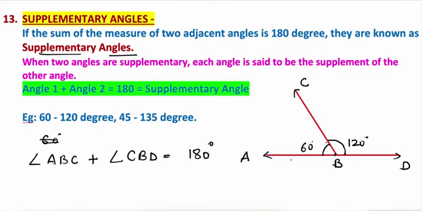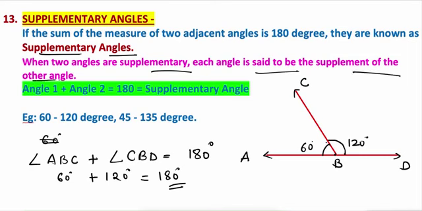So what is angle ABC? Angle ABC is 60 degrees plus angle CBD is 120 degrees. The sum of these two angles is equal to 180 degrees, so these two angles are supplementary angles. For supplementary angles, the sum of the measures of two adjacent angles should be 180 degrees. When two angles are supplementary, each angle is said to be the supplement of the other. So angle ABC is the supplement of angle CBD and angle CBD is the supplement of angle ABC.